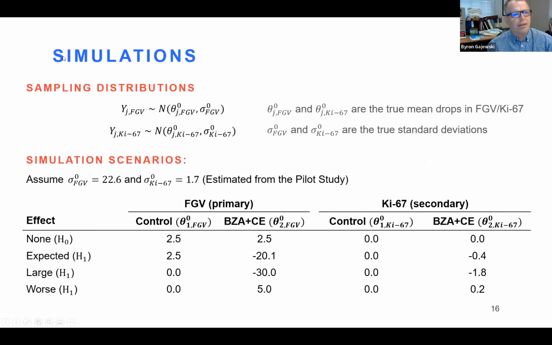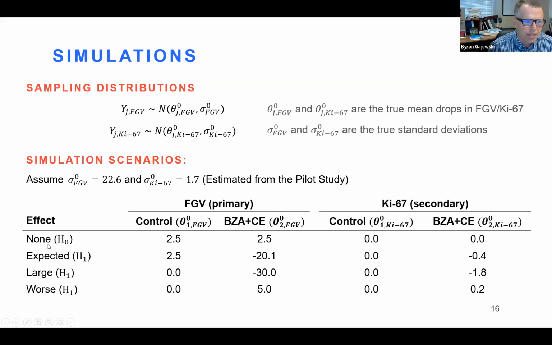So now let me talk about simulations. This is where we're going to calculate the operating characteristics of the trial: the type 1 error, power, the average sample size of the trial design, and then how long it takes to conduct the trial. And I point you to this table at the bottom of slide 16, where we have assumptions about the different average drop in FGV and Ki67.